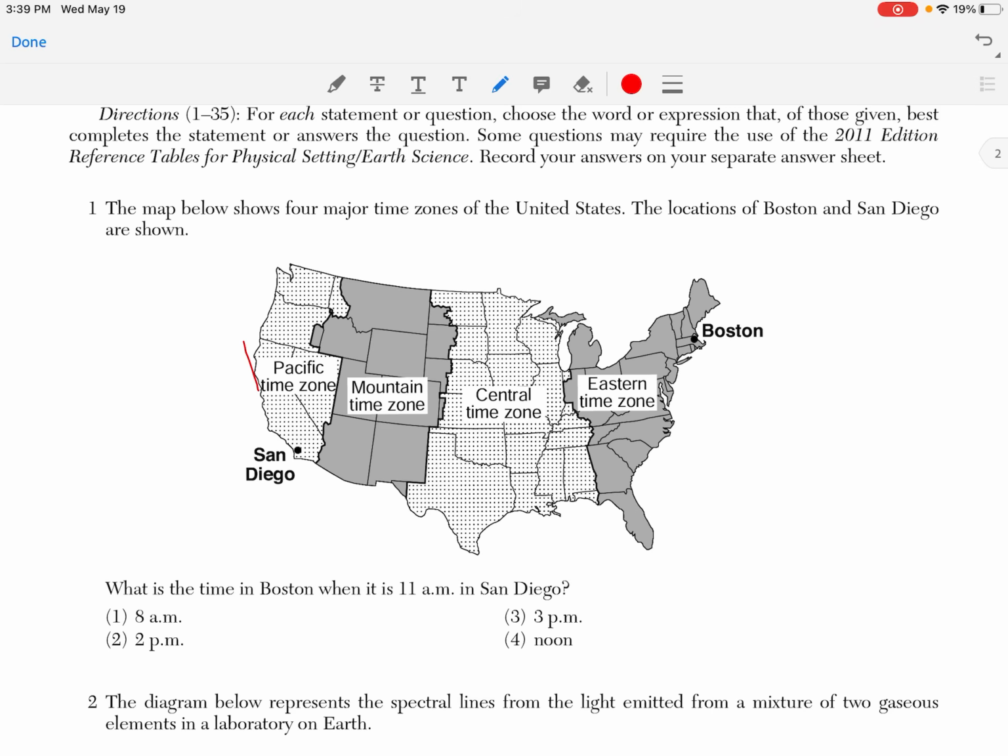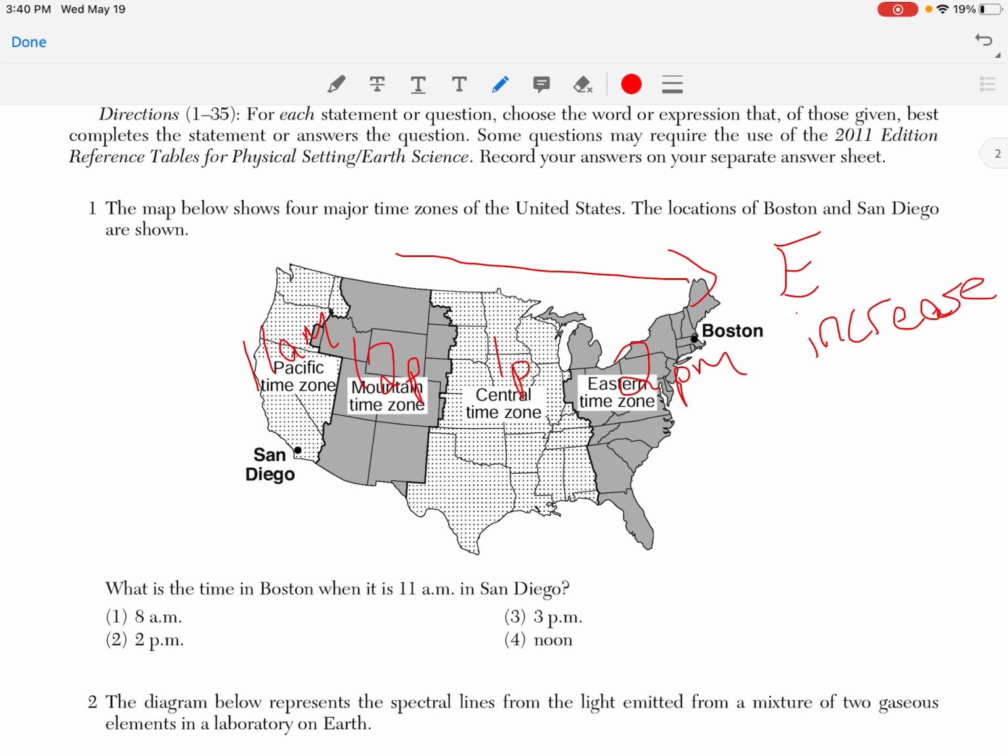So if it's 11 a.m. here, we're going to go to Boston, so we're going east. And if you guys remember, if you go east, the time increases, right? East increase. And so I'm going to increase my time as I go across here. So that would mean that every jump is an hour different, an hour more. So this would be 12 p.m., this would be 1 p.m., and this would be 2 p.m. in the Eastern time zone. And so the answer is number 2.